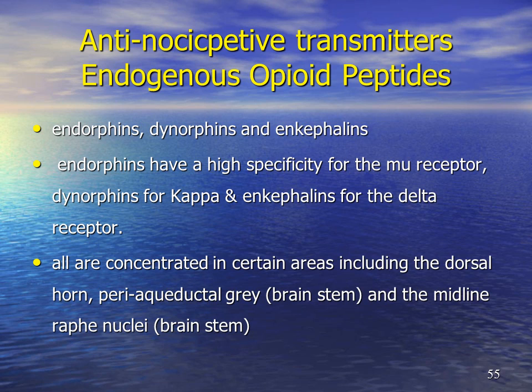We have endogenous opioid peptides such as endorphins and enkephalins. Endorphins have a high specificity for the mu receptor, and the mu receptor was of course named after morphine. Dynorphins for kappa receptors, and enkephalins for delta receptors. And these opioid receptors are concentrated in certain areas, including the dorsal horn and in the brain, particularly in the periaqueductal grey area, and in the brain stem also the midline raphe nuclei.